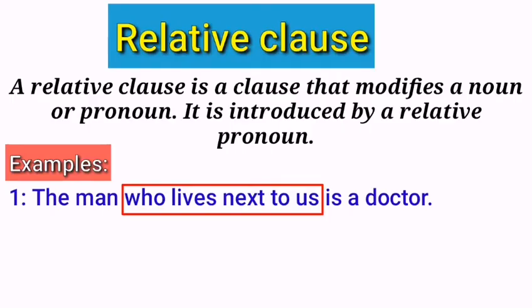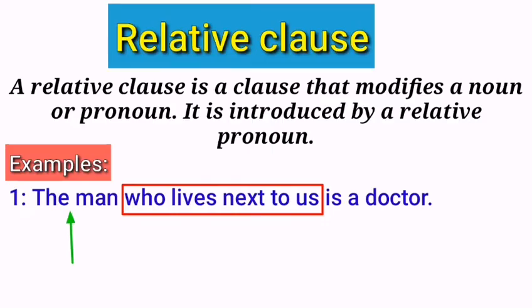Basically, the first point was that it would start with a relative pronoun. So, you can see this group of words starts with a relative pronoun, who. And the second point was that it would modify a noun or pronoun. So, in this sentence, this group of words modifies the noun, the man.